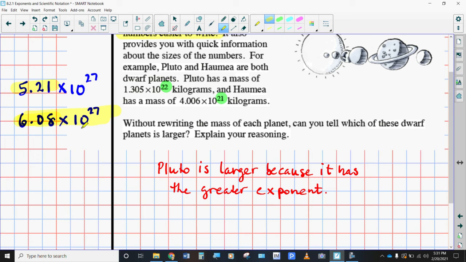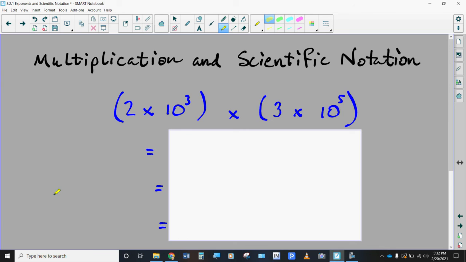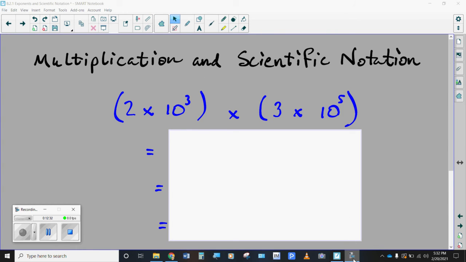Okay, so if their powers of 10 and exponents are exactly the same, you just compare the leading factor. If these are different, then whichever one has the greater exponent is going to be the greater number. All right, which gets us to our last, and I told you this one was going to be much shorter. We're going to be done in just a couple minutes here.